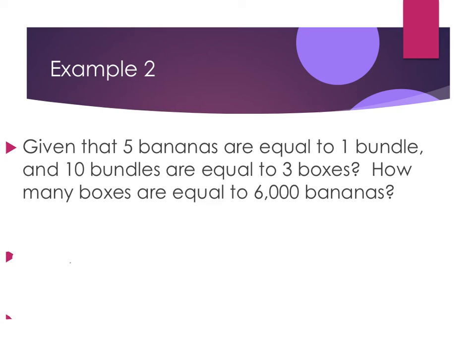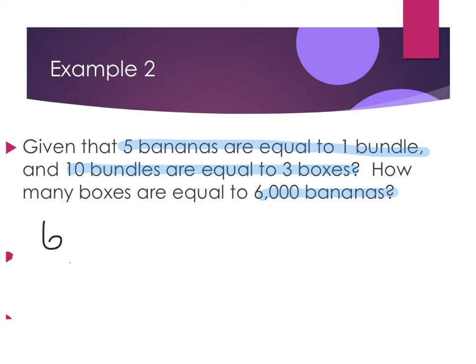Let's look at another example. This time they're giving you both some conversion factors and the given. I want you to read through this and determine what is the given. What should I start with? What am I coming from? That would be the 6,000 bananas. I'm trying to convert 6,000 bananas into something else. 5 bananas being equal to 1 bundle is a conversion factor, and 10 bundles being equal to 3 boxes is a conversion factor. So that's what I'm going to use for my fractions as I work this problem.